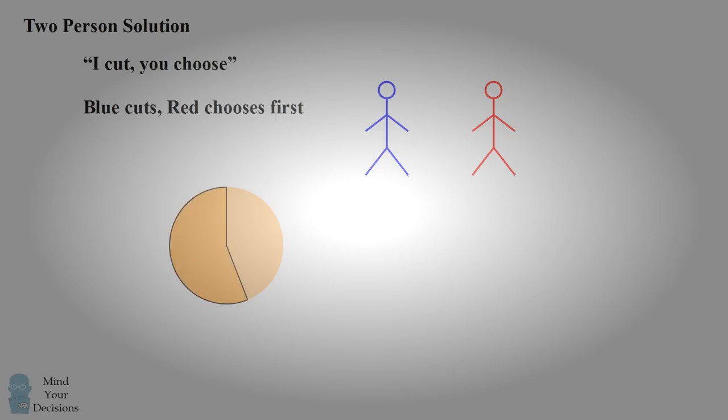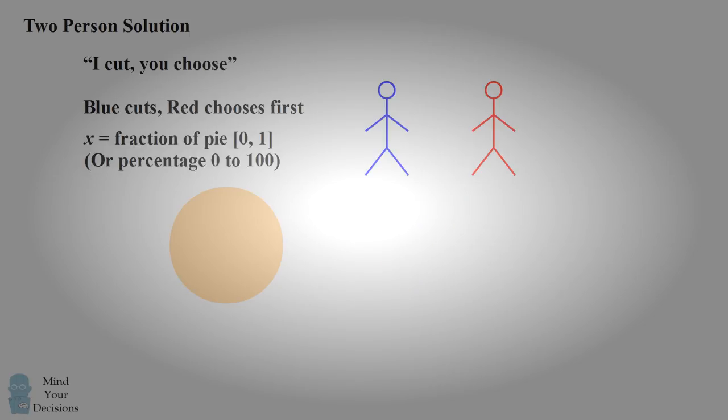Now if blue cuts the cake into two unequal slices, red is going to pick the larger slice, leaving the smaller slice for blue. So this in turn is going to change the way that blue cuts the cake. You can see that blue is going to want to cut it to be 50-50. Let's prove this mathematically. Imagine that x is the fraction of the pie that goes from 0 to 1, or it's a percentage 0 to 100%. So blue cuts the cake into two slices, x and 1 minus x.